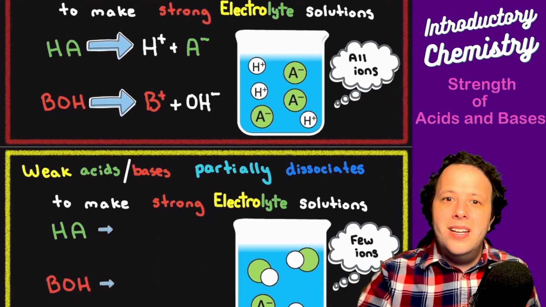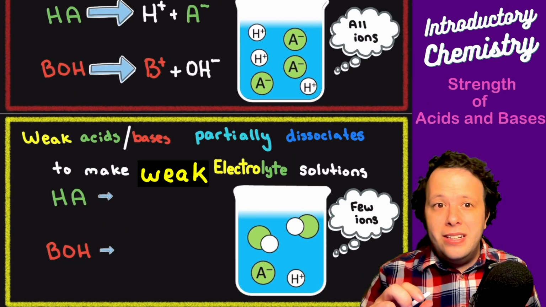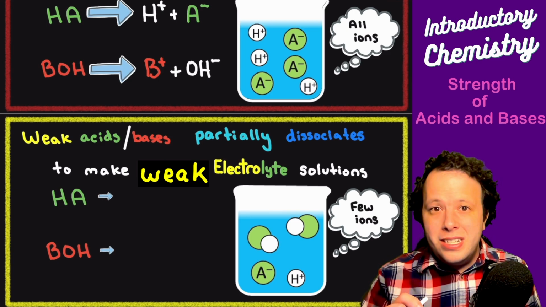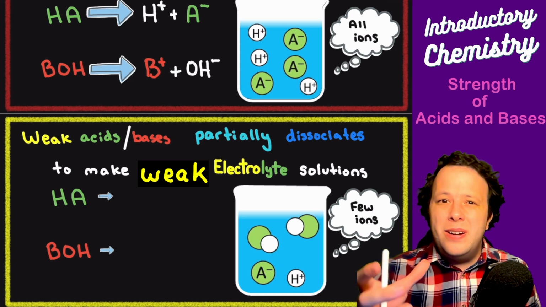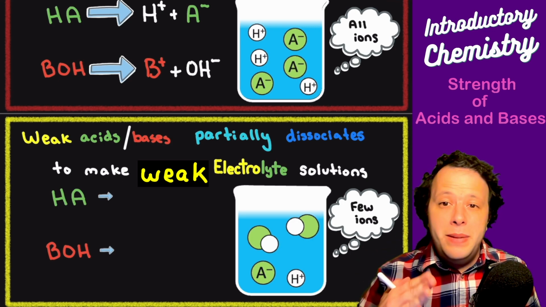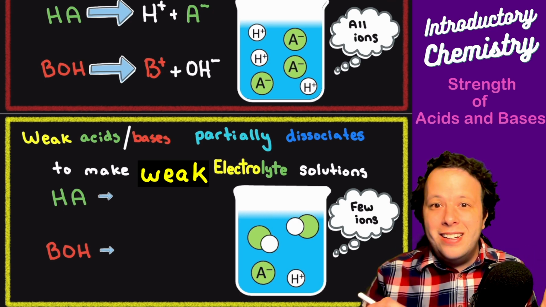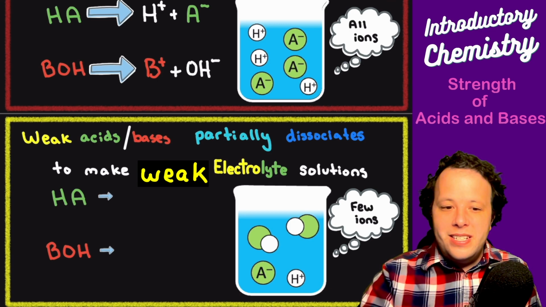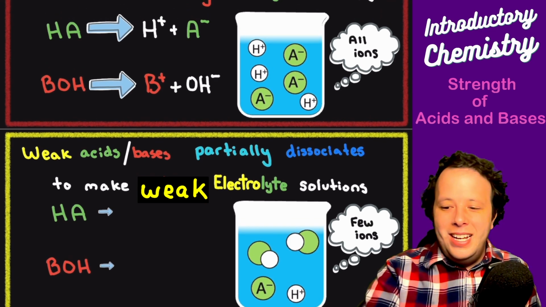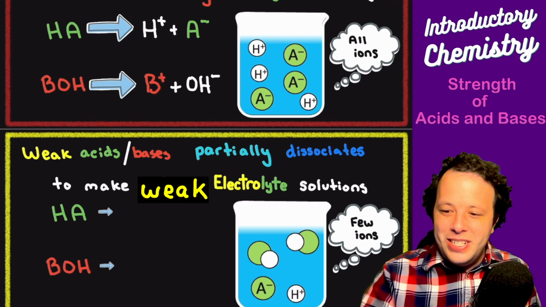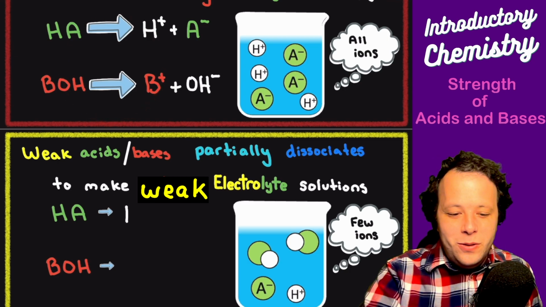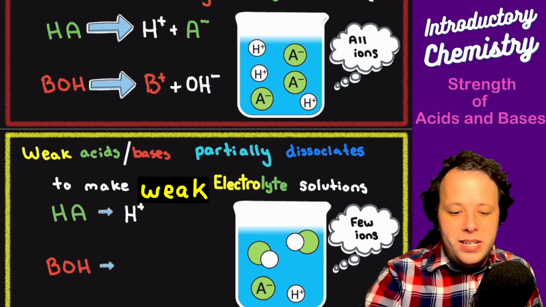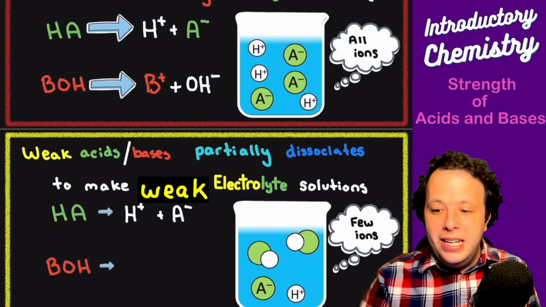Now with weak ones, they partially dissociate. They're still considered acids and bases. They still conduct electricity. However, it's a lot less because you don't have as many positive and negative cations and anions in solution. So up above, I used a giant arrow to show complete dissociation. Down here, even though we still write that it makes H plus and A minus as it dissociates, there's not going to be as many in solution.